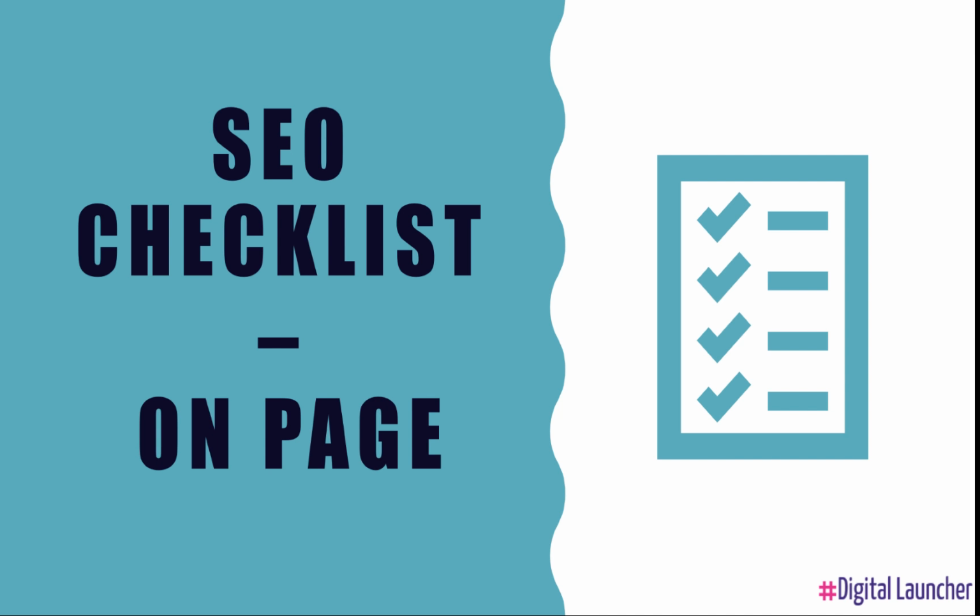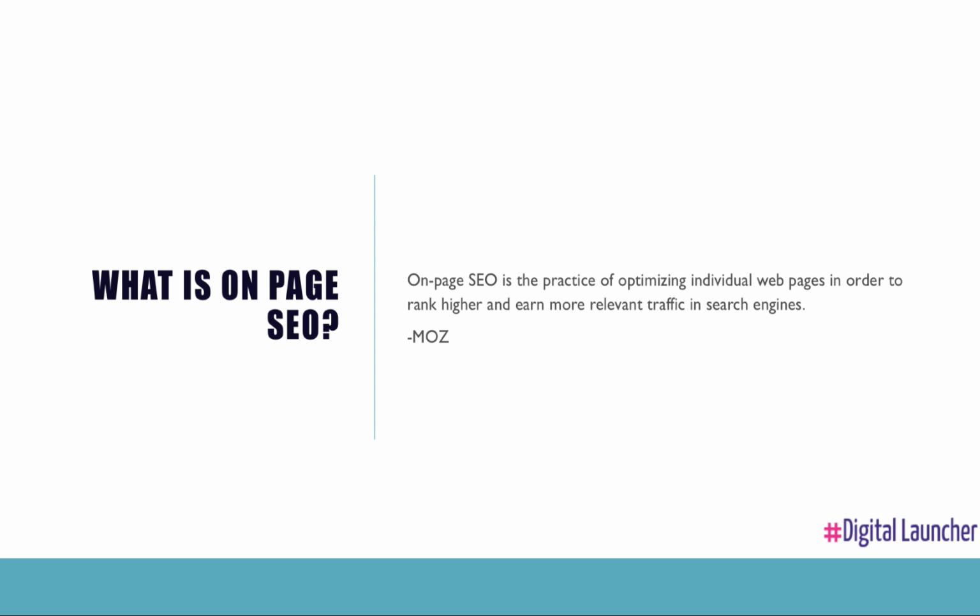The primary skill of a digital marketer is SEO. So, I thought of doing an SEO checklist video on page, soon followed by an off page SEO checklist. So, what is on page SEO? According to most, on page SEO is the practice of optimizing individual web pages in order to rank higher and earn more relevant traffic in search engines.